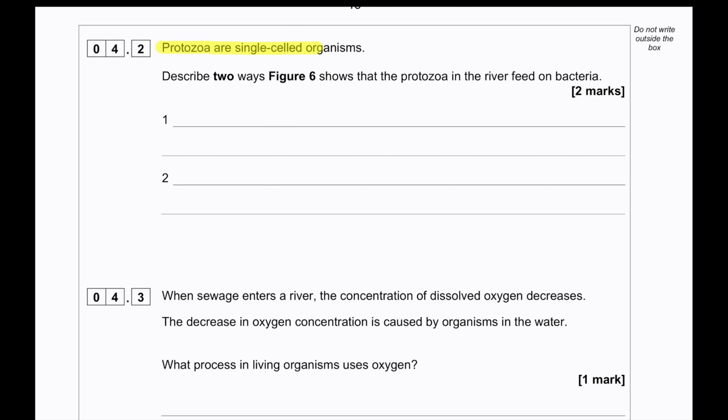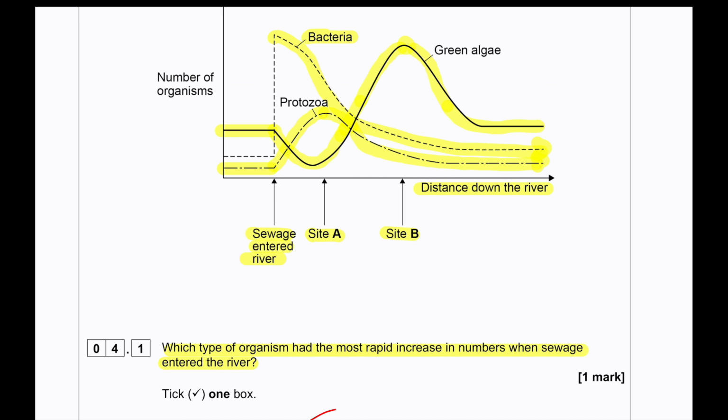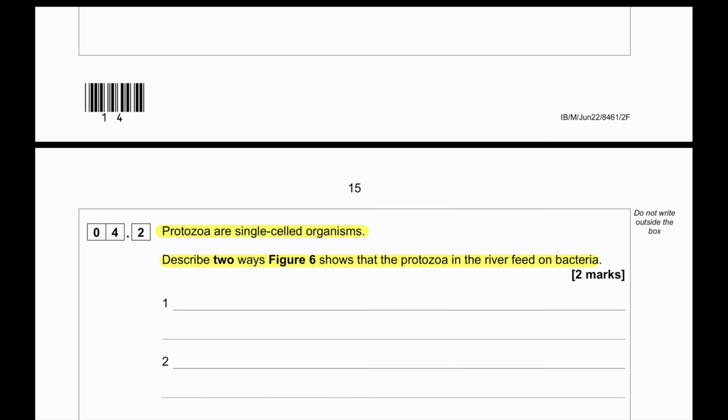Protozoa are single-celled organisms. Describe two ways Figure 6 shows that protozoa in the river feed on bacteria. As you can see from this diagram, the number of bacteria decreases and it is followed by the number of protozoa increasing, meaning the protozoa are feeding on the bacteria. But as the number of bacteria decreases even further, the protozoa start to decrease again, returning to normal. So we can say that the number of protozoa is dependent on bacteria, meaning it feeds on bacteria.